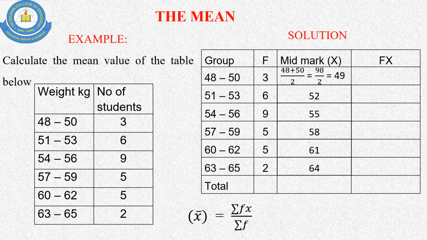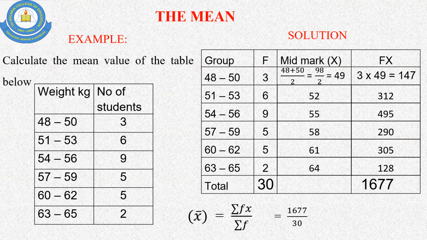So what we do now is that we multiply our f with x. So 3 times 49, and that gives us 147. So we are going to run through the others. When you do that, you get the following values. Then the next thing is that we add the frequencies together, and you are going to get 30. Then you add up your fx, and the sum of our fx is 1677. So we are going to divide 1677 by 30, and when you do that, you get 55.9.